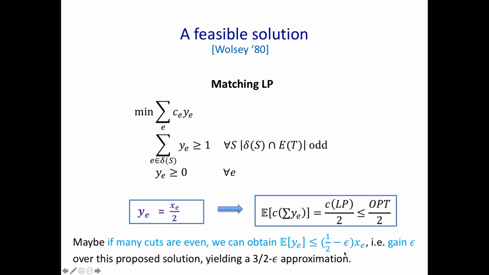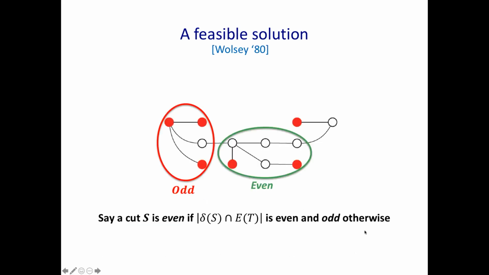So if we can do this, then we gain some epsilon with respect to the initial feasible solution, and we obtain a 3/2 minus epsilon approximation. And just to be clear, what I mean when I say even and odd, I'm going to use this as a shorthand for cuts. I'll say a cut is even if its edges have even intersection with the tree, and otherwise I'll say it's odd.